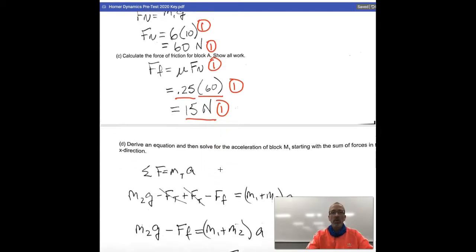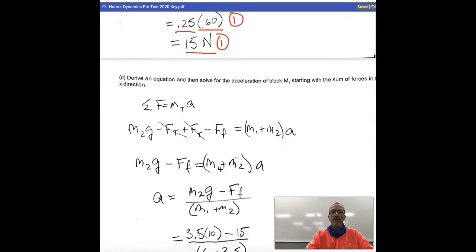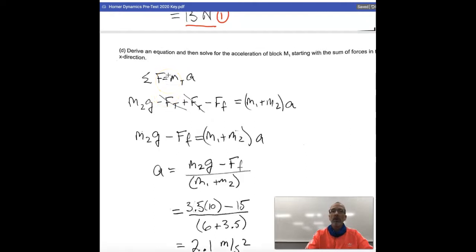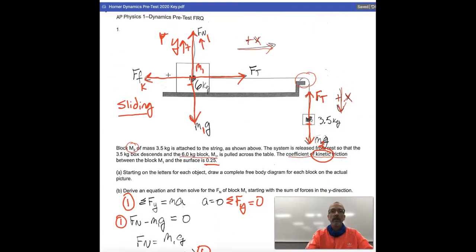In the next part, they want us to derive an equation, then solve for the acceleration of block M1, starting with the sum of the forces, and then this says in the x direction. Remember, again, our x direction is not just left and right, it's also going down. So from left to right and from top to bottom over here, because this is a pulley. It's the only time you'll do that.